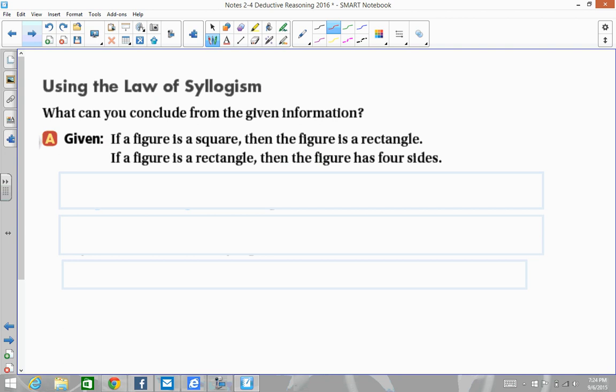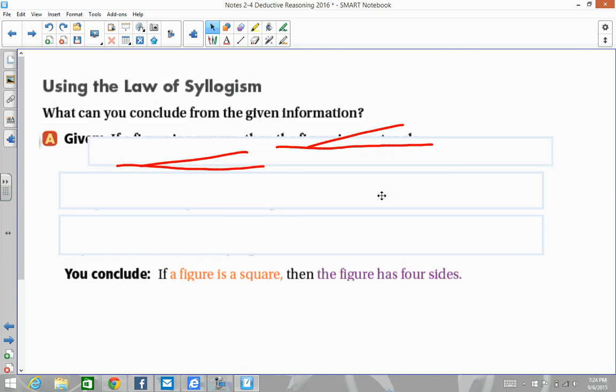All right, so using the law of syllogism, what can you conclude from the given statements? If a figure is a square, then the figure is a rectangle. If the figure is a rectangle, then the figure has four sides. Notice here, this is the same as this. They both share that same statement. So if we can cut those statements out, therefore, if a figure is a square, then the figure has four sides. And that is what we're looking for at the end there.